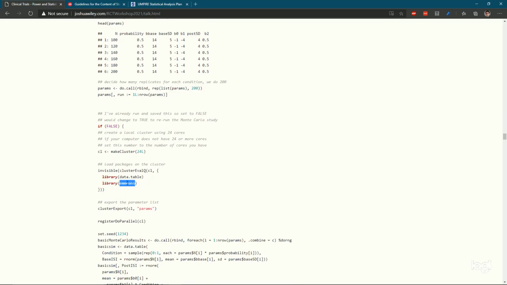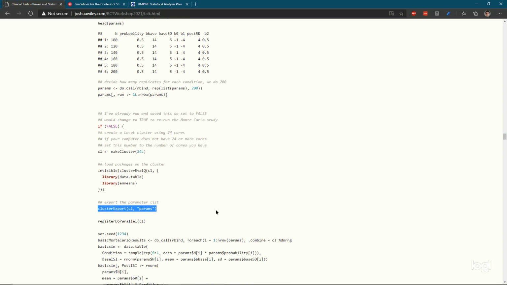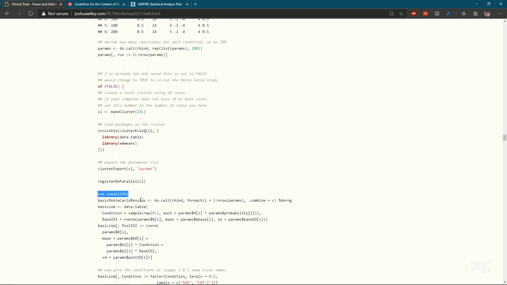So data.table and emmeans here. Then I need to export my parameter data set to the cluster, done here. Register that I want to use the cluster for parallel computations. I use set.seed, and I just made up 1, 2, 3, 4. You can plug in any number you want here. This helps make sure that if I run this and then tomorrow I run this code again, I would actually get the same results. So even though every data set has different random numbers in it, I can make sure that the computer gives me the same random numbers every time by fixing the random number seed here.